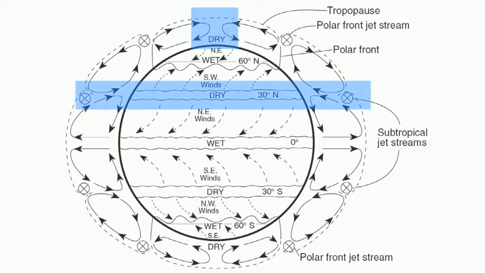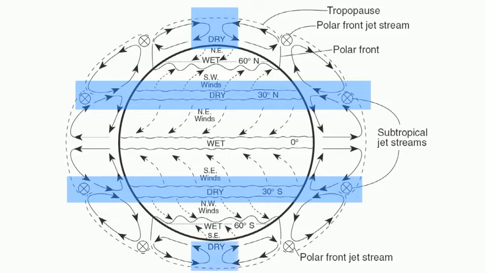Winds along 30 north, they're going to be very dry as well. Again, high pressure here, winds are going to sink. You notice that the winds are diverging. Once they sink to the surface, they're going to diverge. They're going to spread out in all directions. Winds at 30 south do the exact same thing. Again, very dry air, high pressure here. Okay, you're going to notice that the winds are diverging.